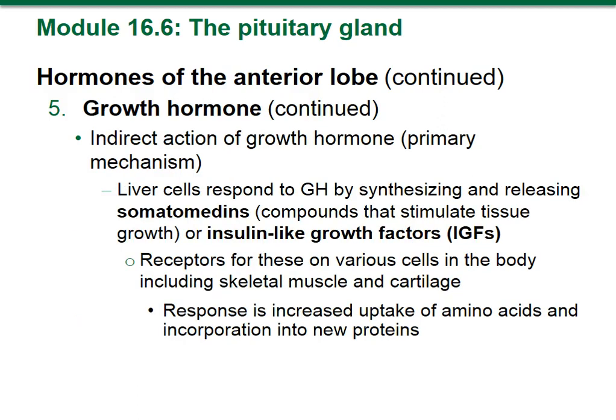The indirect action is the primary mechanism. In this case, the liver cells respond to growth hormone, believe it or not, because they synthesize and release the somatomedins, or insulin-like growth factors, and they stimulate tissue growth. And we see these kinds of receptors on certain cells like skeletal muscle and cartilage. So what it does is it causes them to want to take up carbohydrates, glucose in particular. And obviously that makes sense if you want growth to occur.